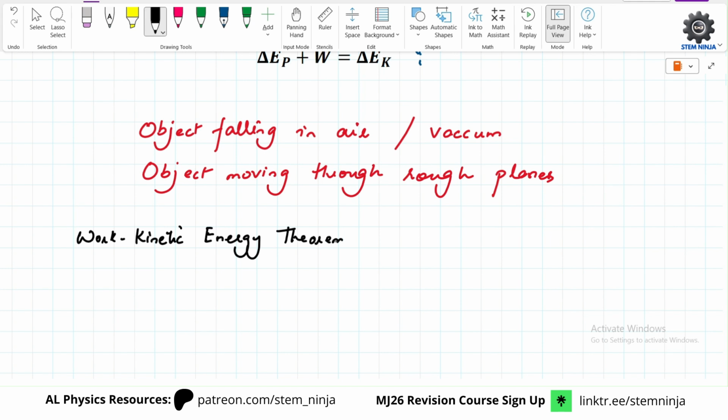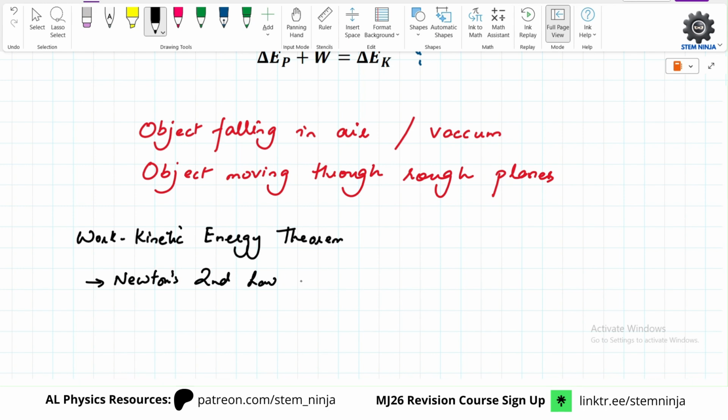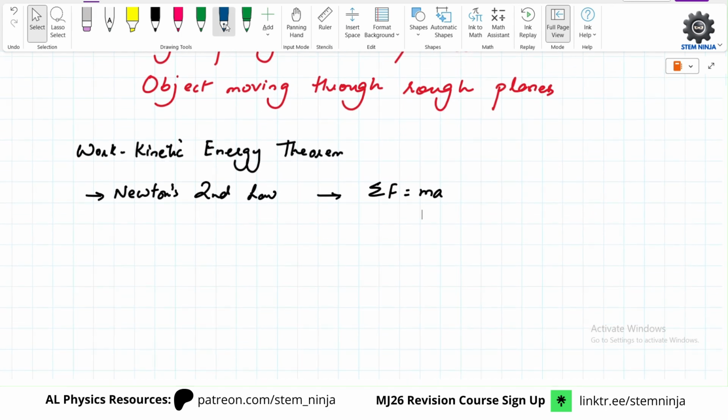So basically this stems from Newton's second law, and we know what that is. That is F equals ma, which is the resultant force equals mass times acceleration.